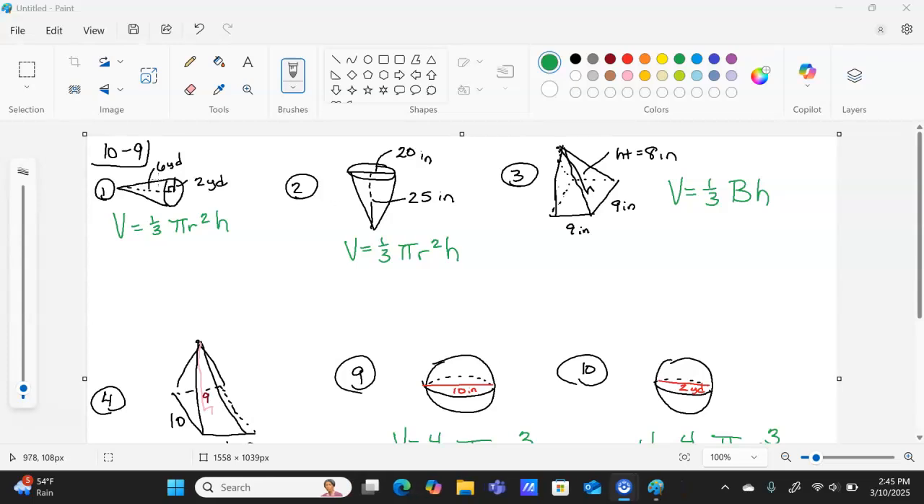Okay, the general formula for the volume of a cone or a pyramid is 1/3 area of the base times the height. But in the case of a cone, that area of the base is this pi r squared. That's the area of the circle. And so that's the formula that we have for number 1 and 2.